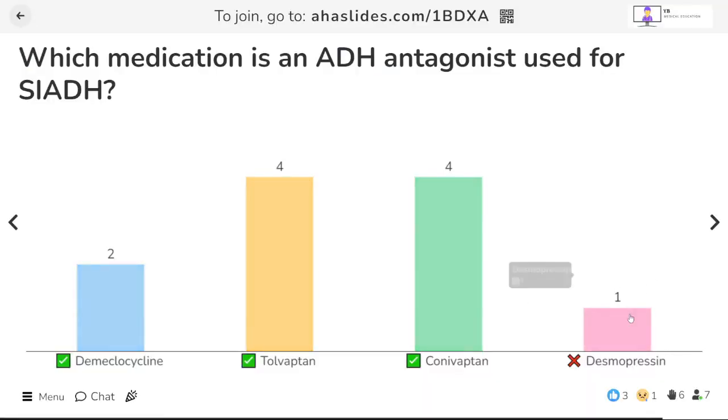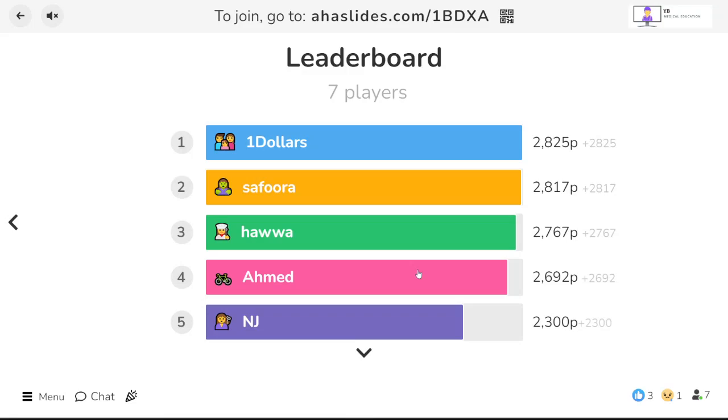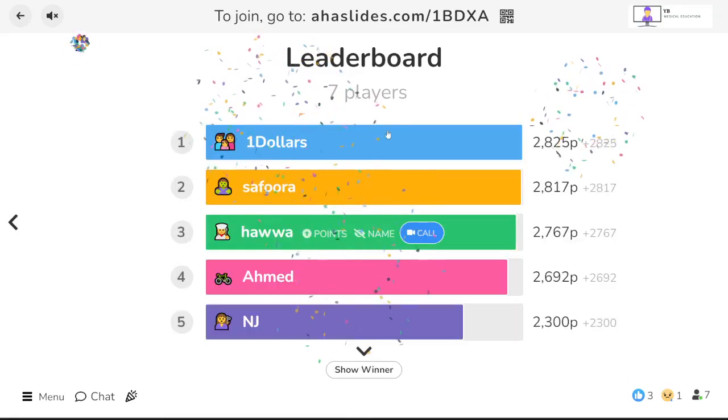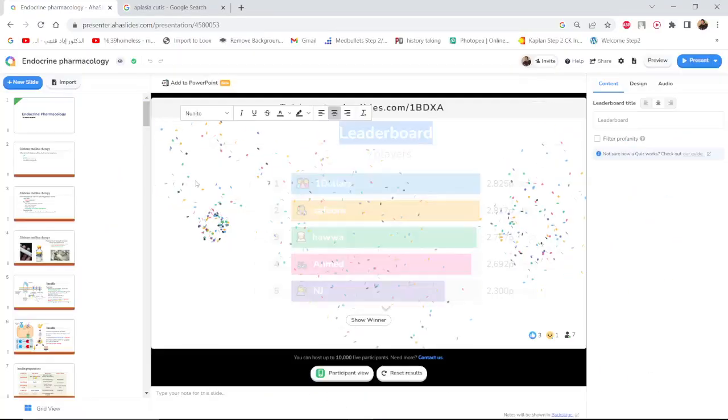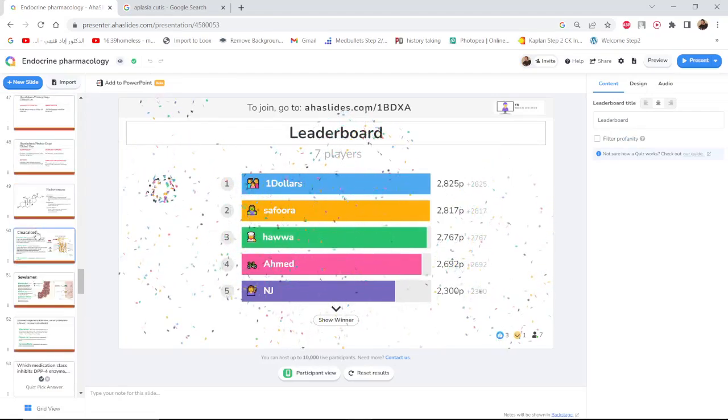Desmopressin is ADH analog, okay? So it's used to treat central DI, not SIADH. Okay, good job, guys. Nice. By the way, more points are given for faster answers. So nice. We just have 2 slides left and we'll be done.